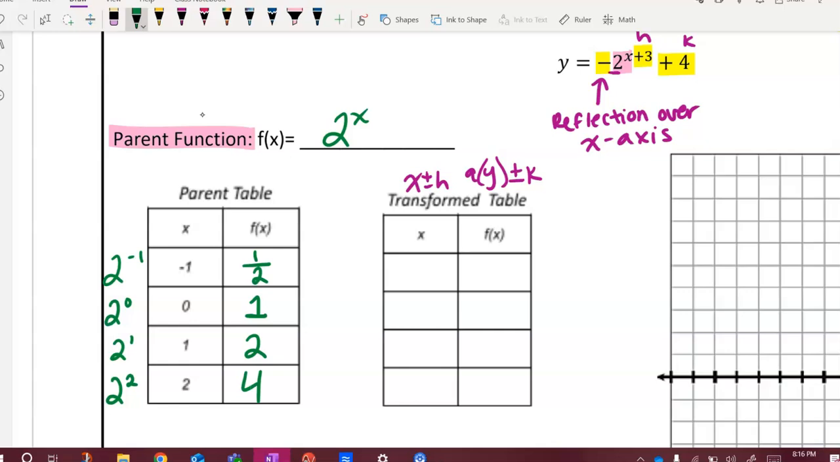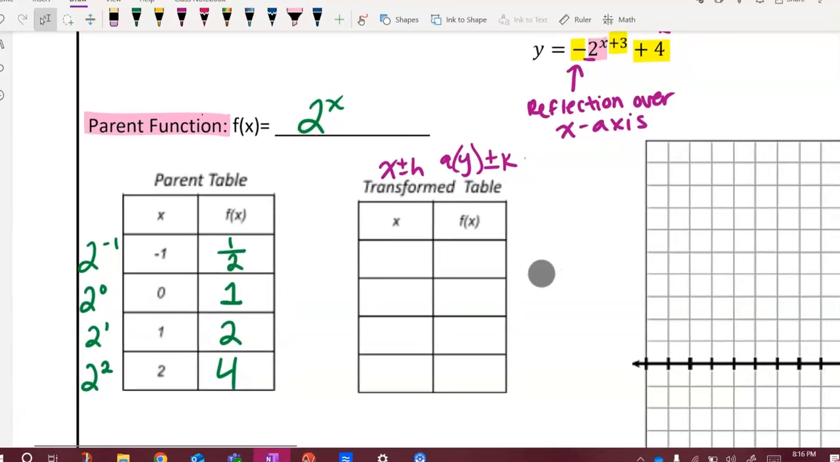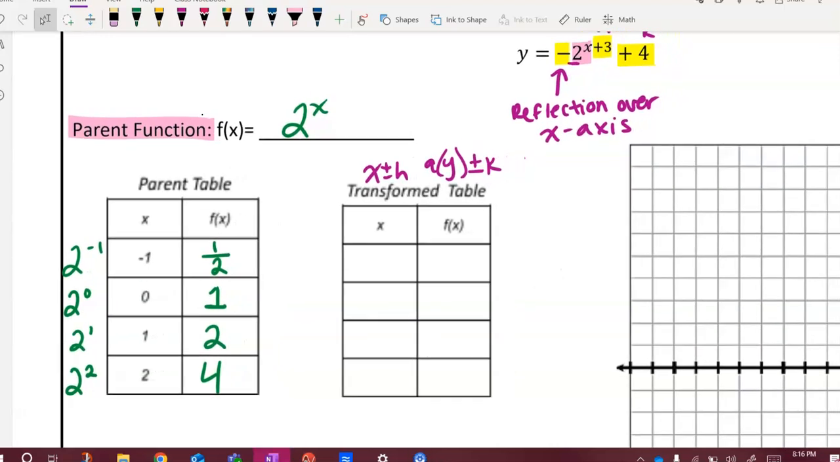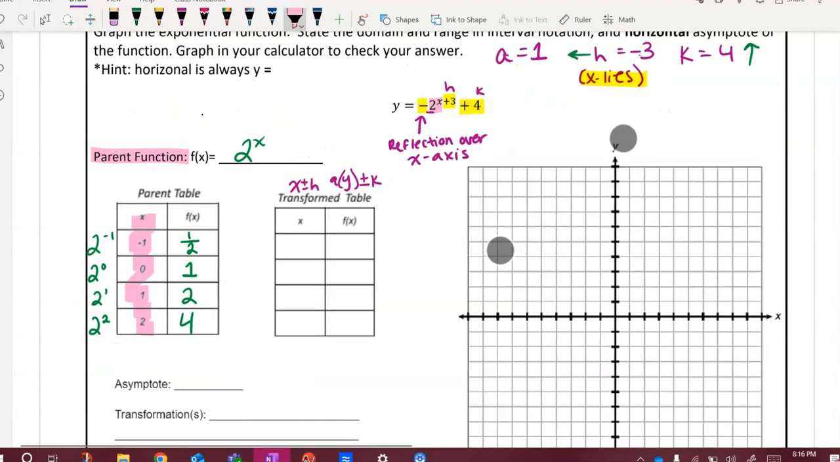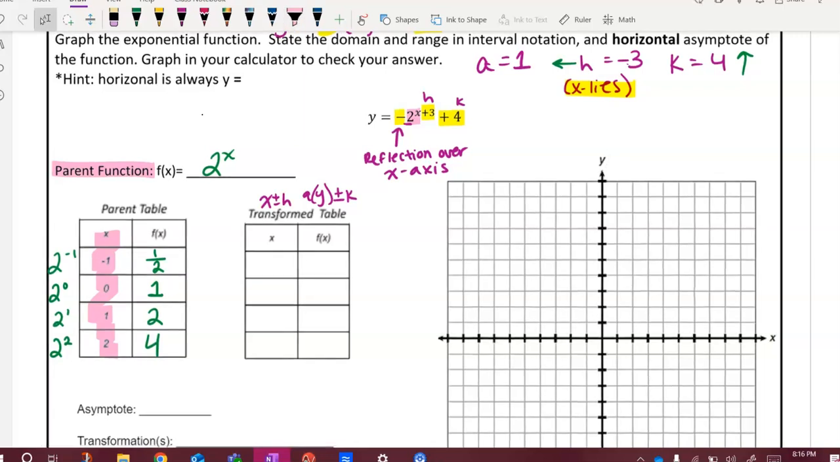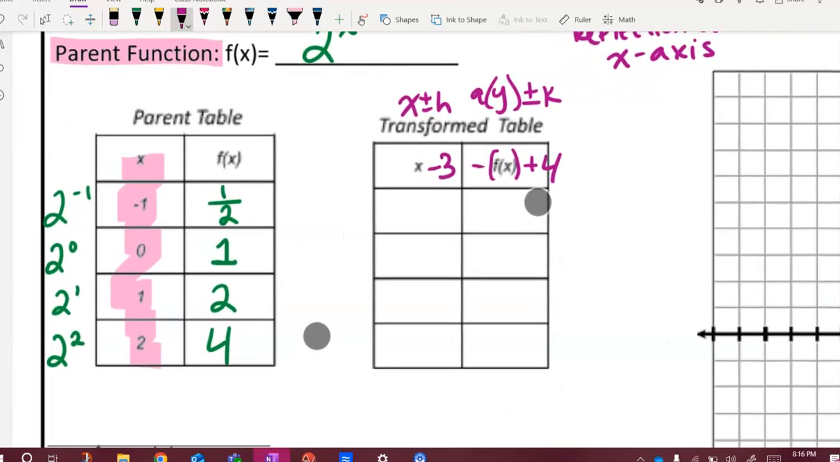Now the transform table, we're going to take these values and transform them using the numbers from our function up here. So x, we're taking these x values here, and we're adding or subtracting h. We said h is negative 3. So we are going to subtract 3 from all the x values. And then for y, or f of x, we're going to multiply, even though our a is a positive 1, we're going to multiply by that negative so that we get that reflection going. And add 4. That's our k value.